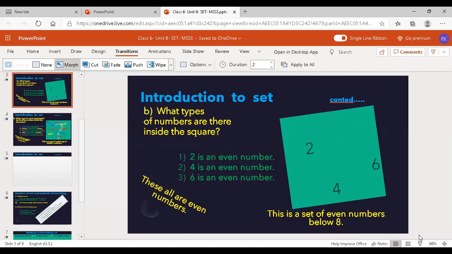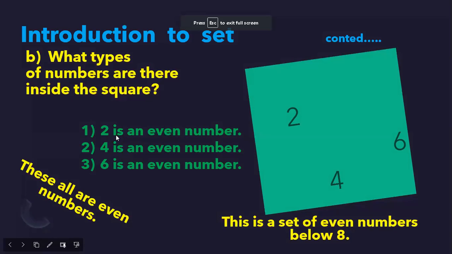Then two is an even number. Four is an even number. Six is an even number. What are these? All are even numbers. Then, in another way, this is a set of even numbers below eight. I say this is a set of even numbers below eight.